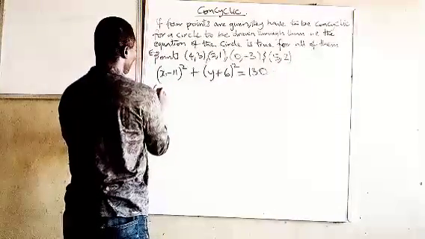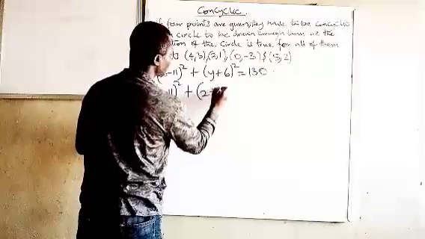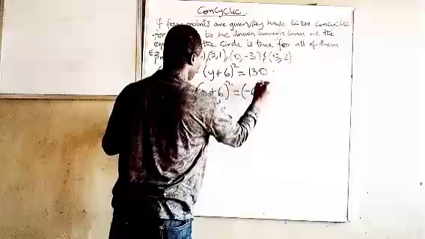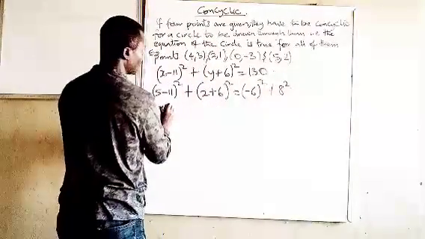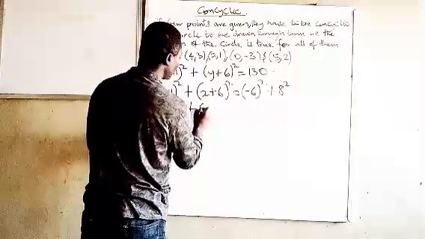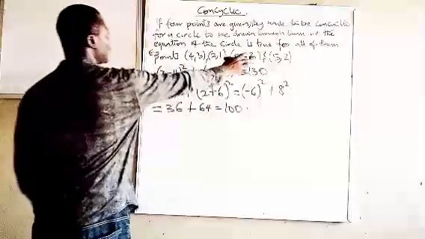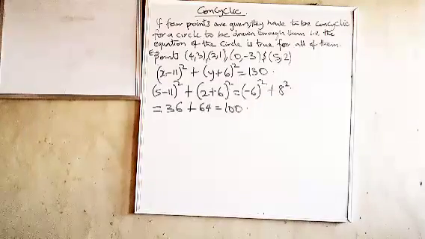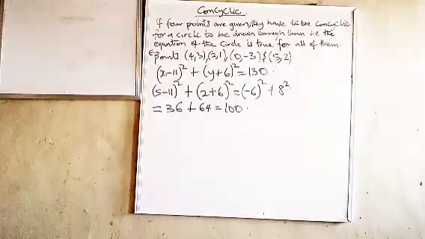5 minus 11 squared plus 2 plus 6 squared. That will give us minus 6 squared plus 8 squared. And that will give us 36 plus 64, which is 100. So it means that the points are not concyclic. So that's how we test for concyclic points of a circle.